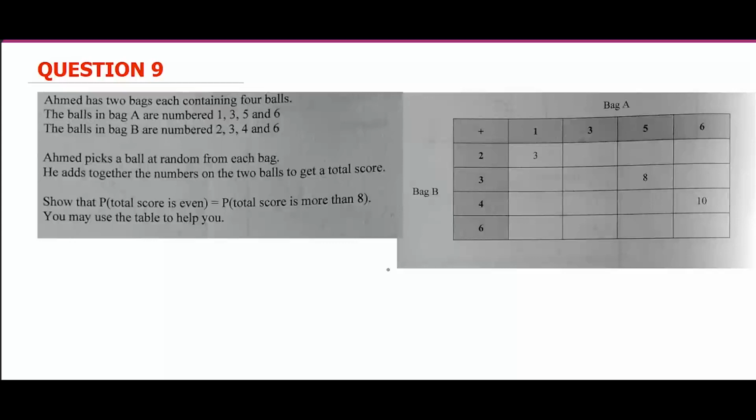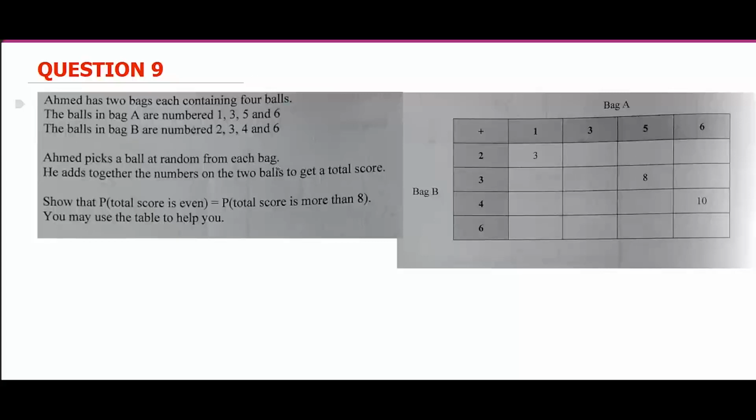Here, Ahmed has 2 bags, each containing 4 balls. The balls in bag A are numbered 1, 3, 5, and 6, and the balls in bag B are numbered 2, 3, 4, and 6. Ahmed picks a ball at random from each bag. He adds together the numbers on the two balls to get a total score. Show that the probability that the total score is even is equal to the probability that the total score is more than 8. So you may use the table to help you.